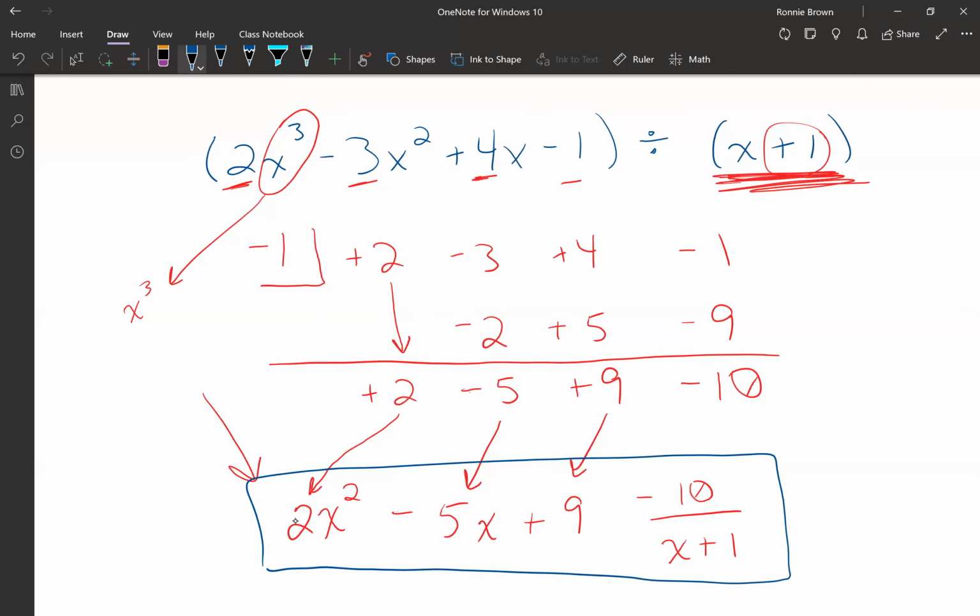And in a quick little nutshell, that was synthetic division. So feel free to just go back and review those two problems.